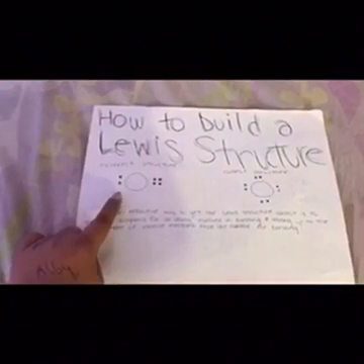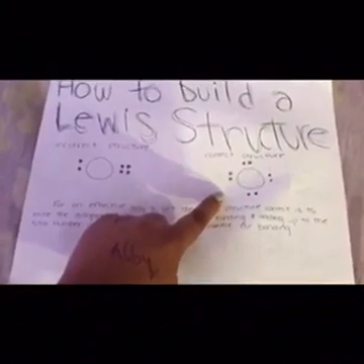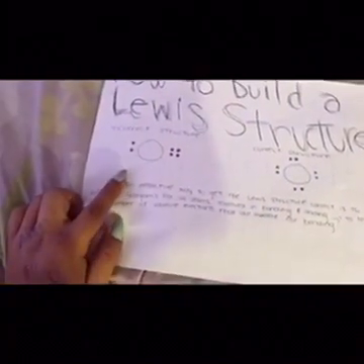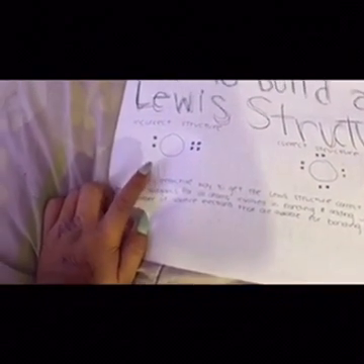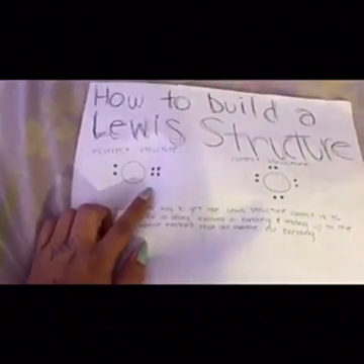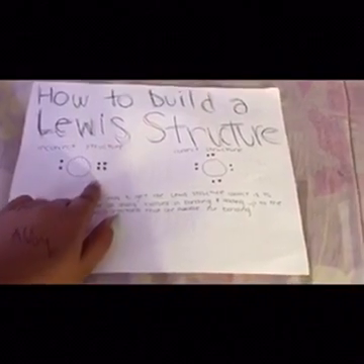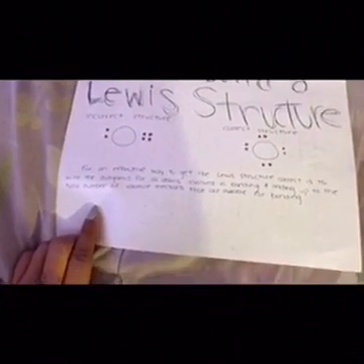As you can see, this is the incorrect structure, and this one is the correct structure. The reason why this is incorrect is because you need to fill in all the surrounding space of oxygen. You cannot just jump straight onto filling a double bond. It doesn't work that way. An effective way to get the Lewis structure correct is to write the diagrams for all atoms involved in bonding and add up the total number of valence electrons that are available for bonding.